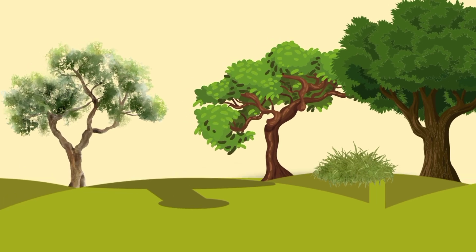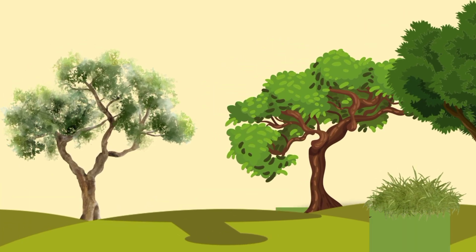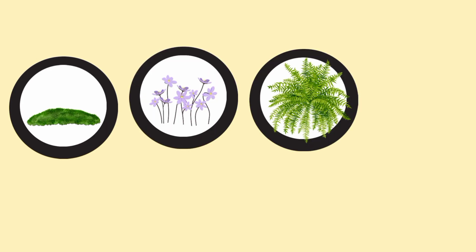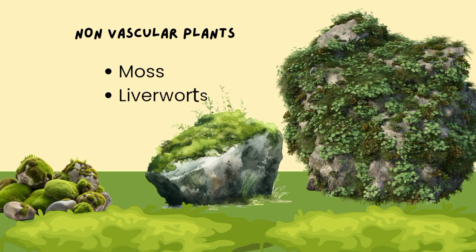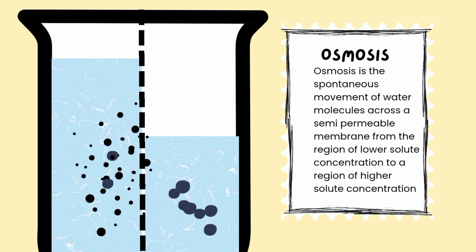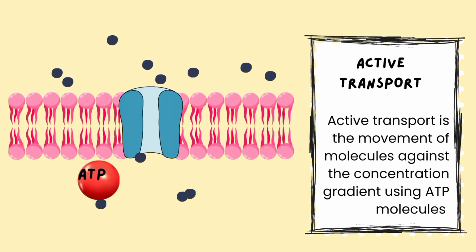Like any other living organisms, plants need to transport the essential substances to survive, grow, and carry out life processes. The process of transportation varies depending on the complexity of the plants. In simple non-vascular plants like mosses and liverworts, substances are mainly transported through processes like diffusion, osmosis, and active transport.